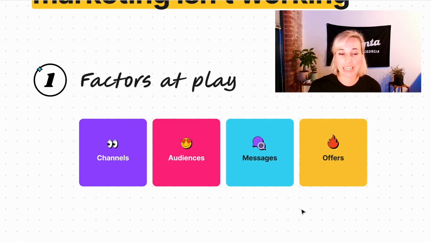I break marketing into 4 main factors: channels, audiences, messages, and offers. Channels are where you are delivering this marketing. So it can be something like a Google search, it can be your website, it can be email, it can be through a partner's newsletter, it can be through a podcast. Where is this message being delivered? Where is this marketing strategy being deployed? And you can have multiple channels at play in any marketing strategy. You want to think about what channels are at play when you're saying what went wrong here.